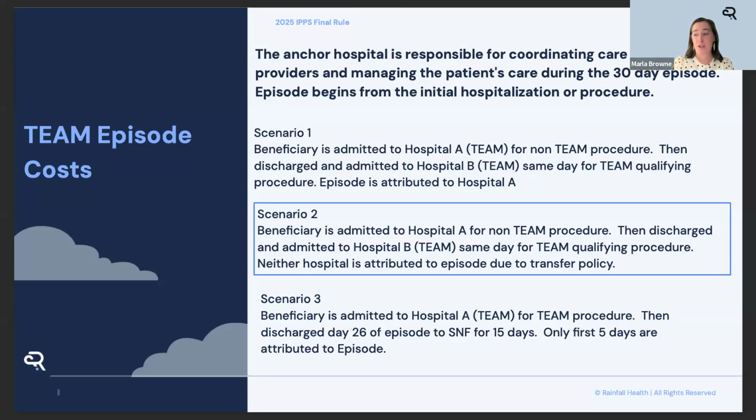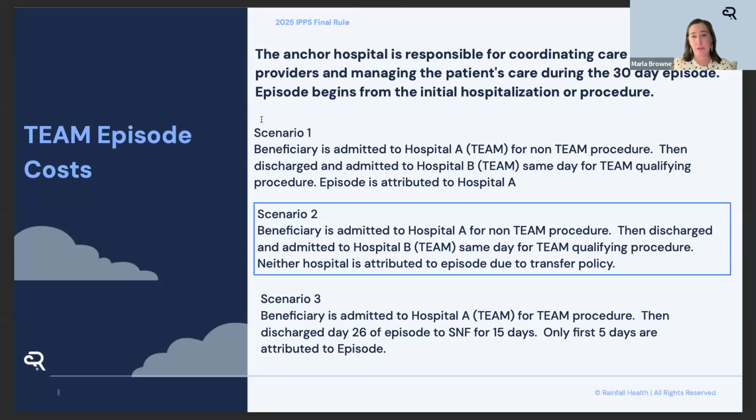So timing matters, procedures matter, community partners, your collaborators matter. Really important to understand the nuances of what an anchor hospital is responsible for when it comes to those timelines.